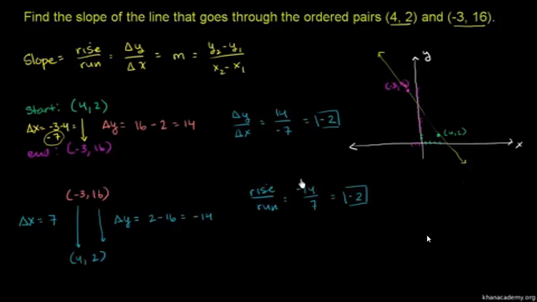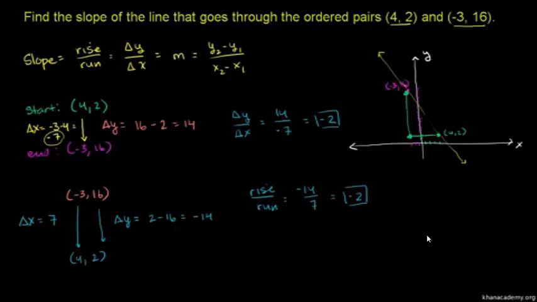And just to visualize our change in x's and our change in y's that we dealt with here, when we started at 4, 2, and ended at negative 3, 16, that was analogous to starting here and ending over there. And we said our change in x was negative 7. We had to move back. Our run, we had to move in the left direction by 7. That's why it was negative 7. And then we had to move in the y direction positive 14. So that's why our rise was positive. So it was 14 over negative 7 or negative 2.